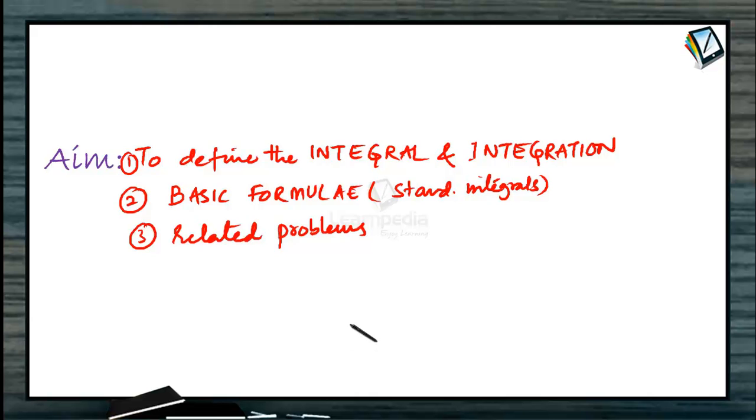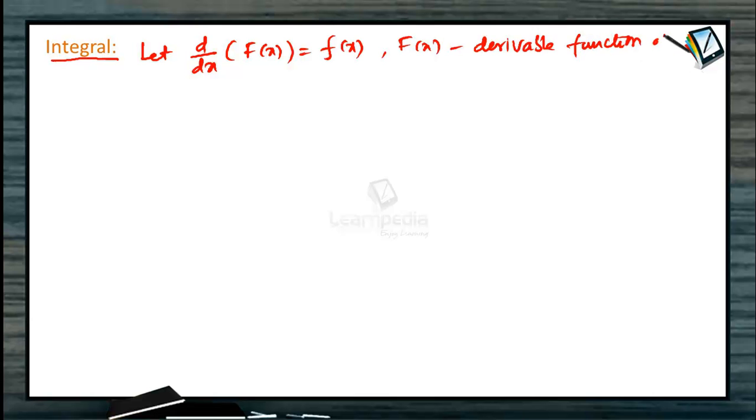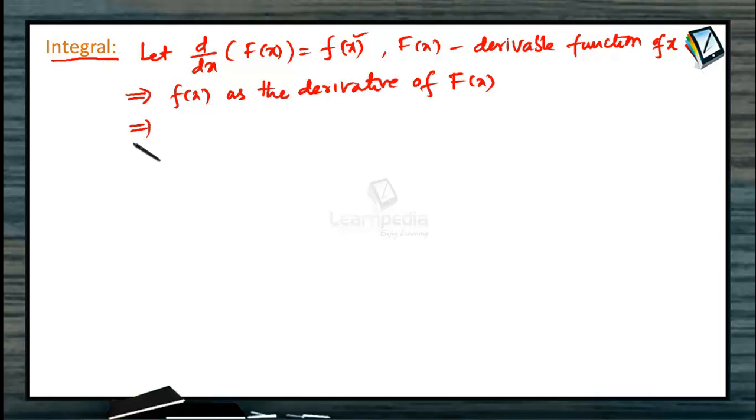Let us switch on to the theory part: what is an integral? Let us define the derivative of a function capital F of x as small f of x, where capital F of x is a derivable function of x. So d by dx of capital F of x is small f of x. This implies we can say f of x is the derivative of capital F of x. Then capital F of x is called the antiderivative.